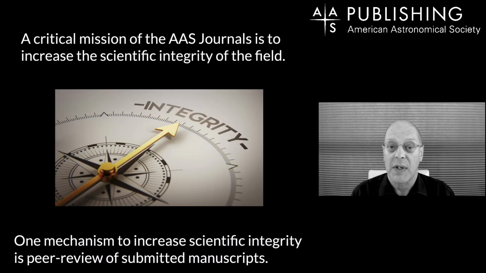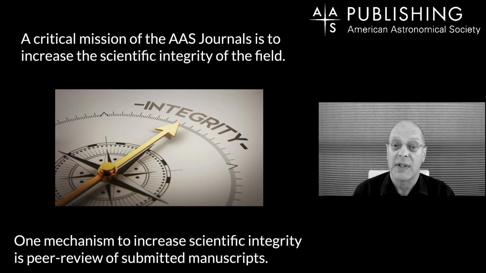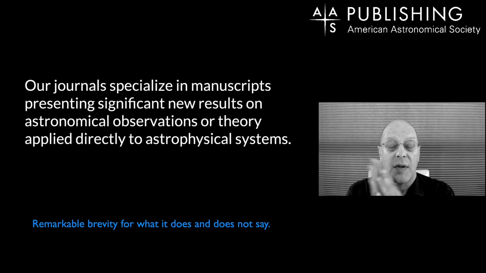So a critical mission of the AAS Journals is to increase the scientific integrity of the field. And one mechanism that is used to increase that scientific integrity is peer review of submitted manuscripts. And so this is the headline of what comes in on the type of articles that we publish. So our journals specialize in manuscripts presenting significant new results on astronomical observations or theory applied directly to astrophysical systems.